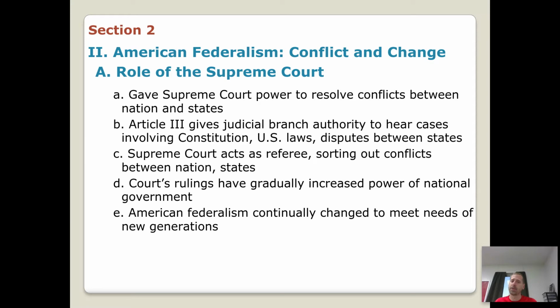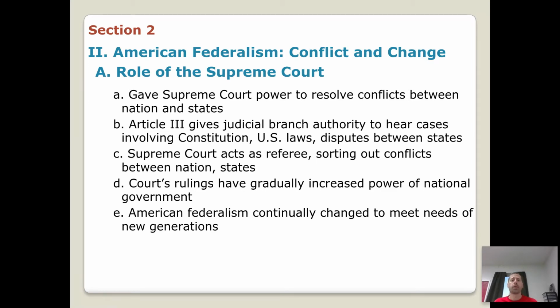It's that system of government that we have here in the United States and this power sharing agreement that the delegates at the Constitutional Convention came up with. What we're going to look at in this section is how federalism has changed, how the powers of the national government and states have changed over time. So it's kind of like a history lesson intermixed with government.